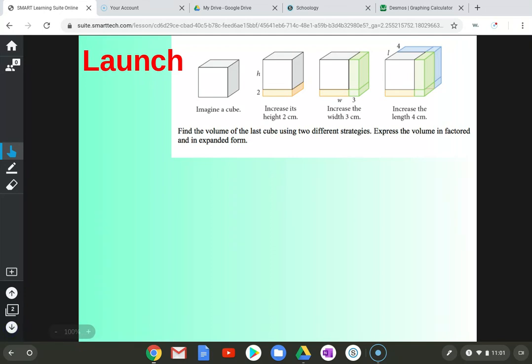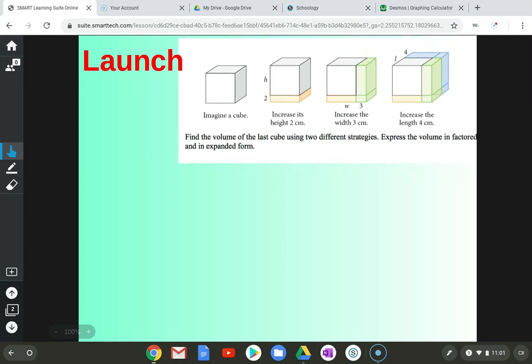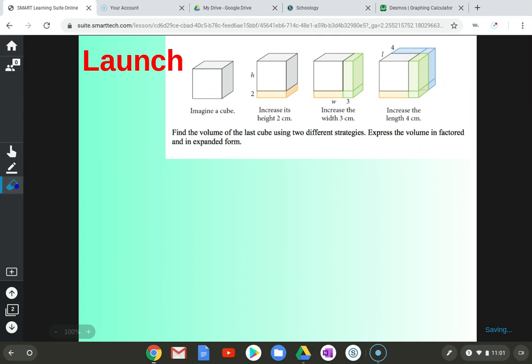So we're going to start by doing a little bit of an investigation. We're going to start with a cube. When you start with a cube, all the sides have the same length. So if I call my width x, then my length has to be x and my height has to be x. The volume of a traditional cube is length times width times height, x times x times x, or x cubed. Volume of a cube is the side cubed.